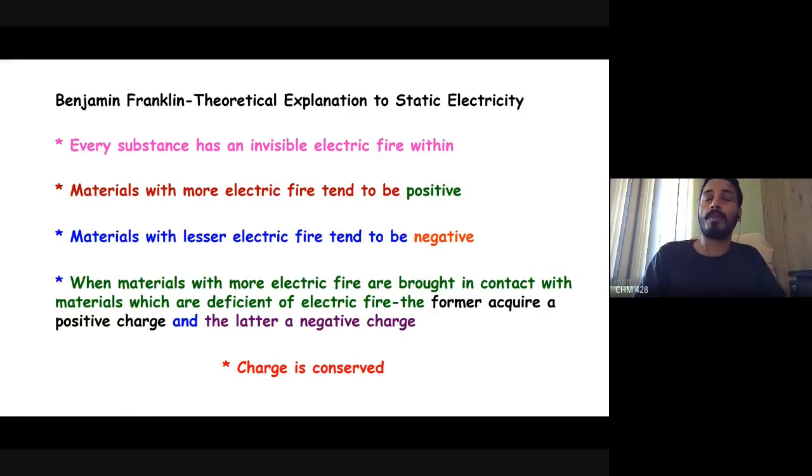And according to Benjamin Franklin, whenever you bring together two materials, the material with more electric fire acquires a positive charge, and the material with less electric fire acquires a negative charge. And most importantly, Benjamin Franklin noticed that electric charge is conserved. Whenever you create some amount of positive charge, you automatically create the same amount of negative charge. Therefore, electric charge is a zero-sum game. Charge is conserved. Benjamin Franklin understood that.